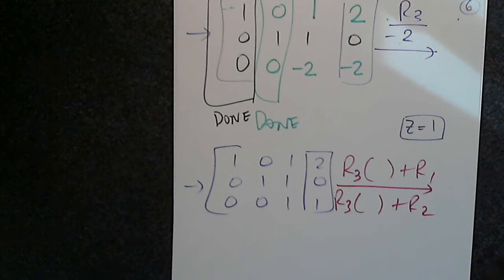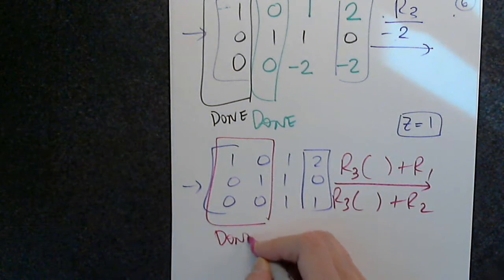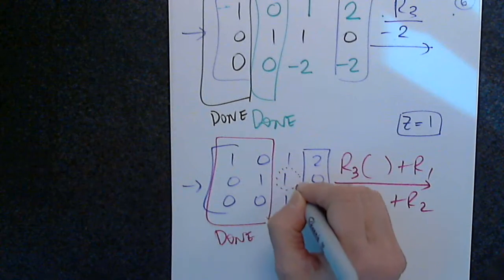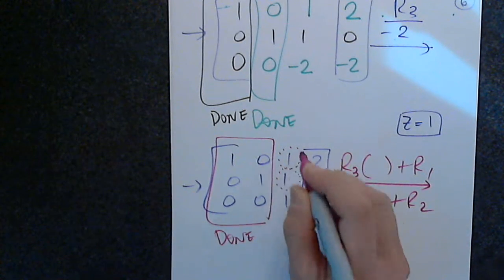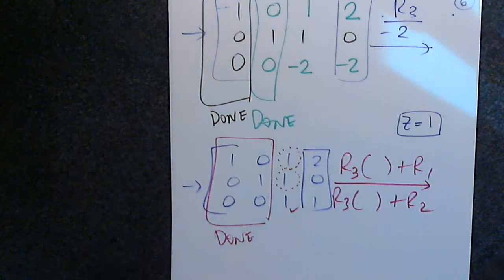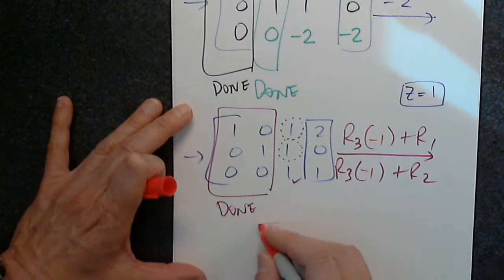So again, no one can touch these. Those are done. This is done as well. My target is this, and my target is this now. What do I multiply row 3 by to get a 0 here, and row 3 by to get a 0 here? Negative 1 in both cases. Awesome. Well done. So let's do this together, and this is indeed the last step.